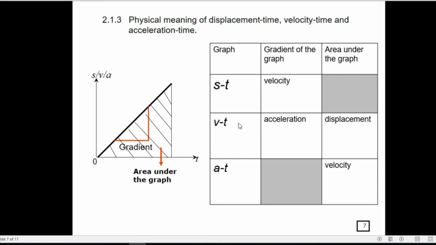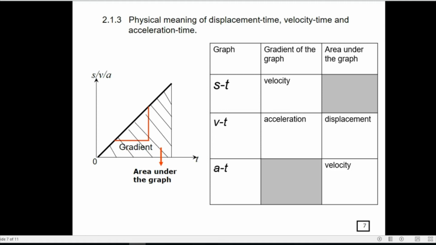You can apply this to the next graph, which is v-t, which gives you the unit meters per second per second, meaning meter per second squared, which shows acceleration. And you can guess what the gradient of the a-t graph is then. So think about a-t. What's the unit of acceleration a? Yes, correct. It's meter per second squared.